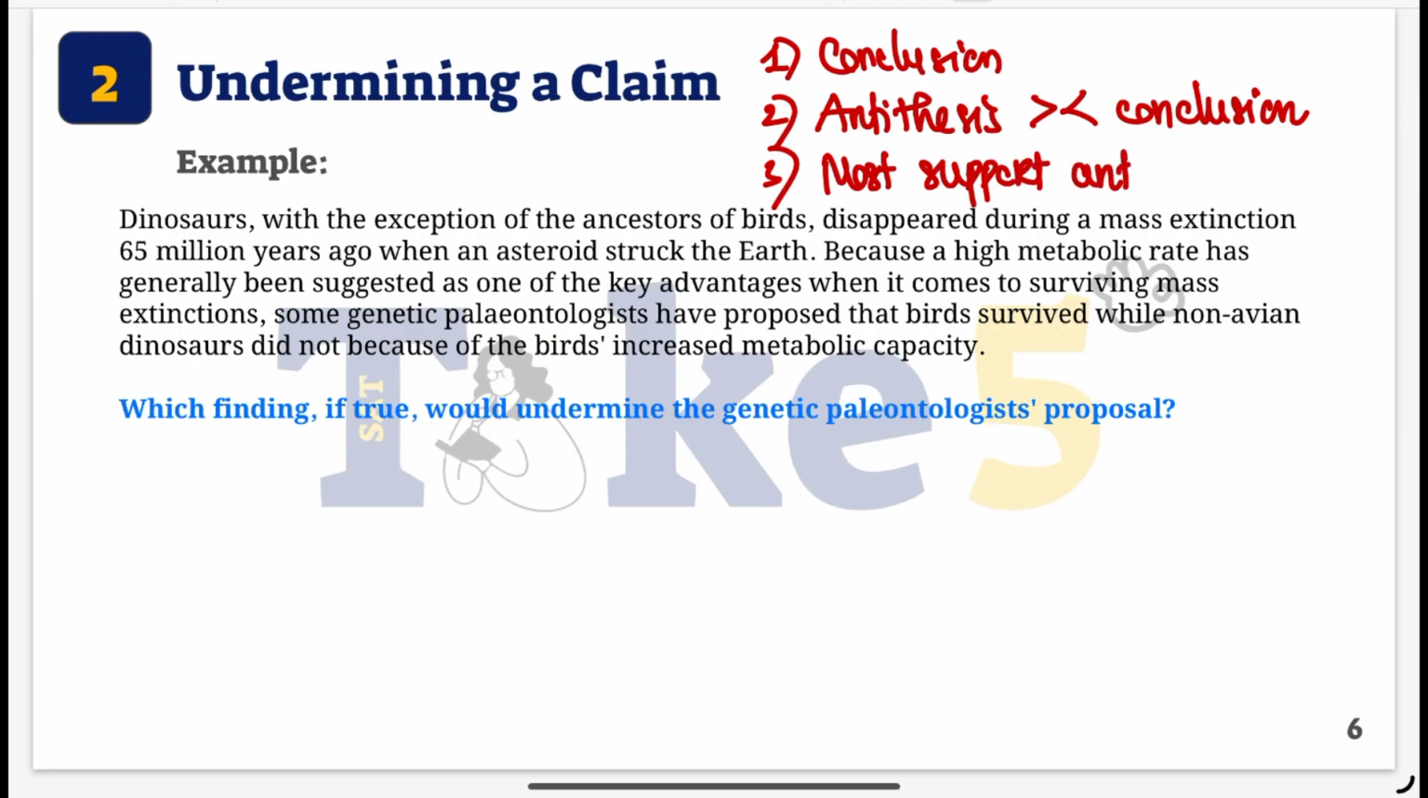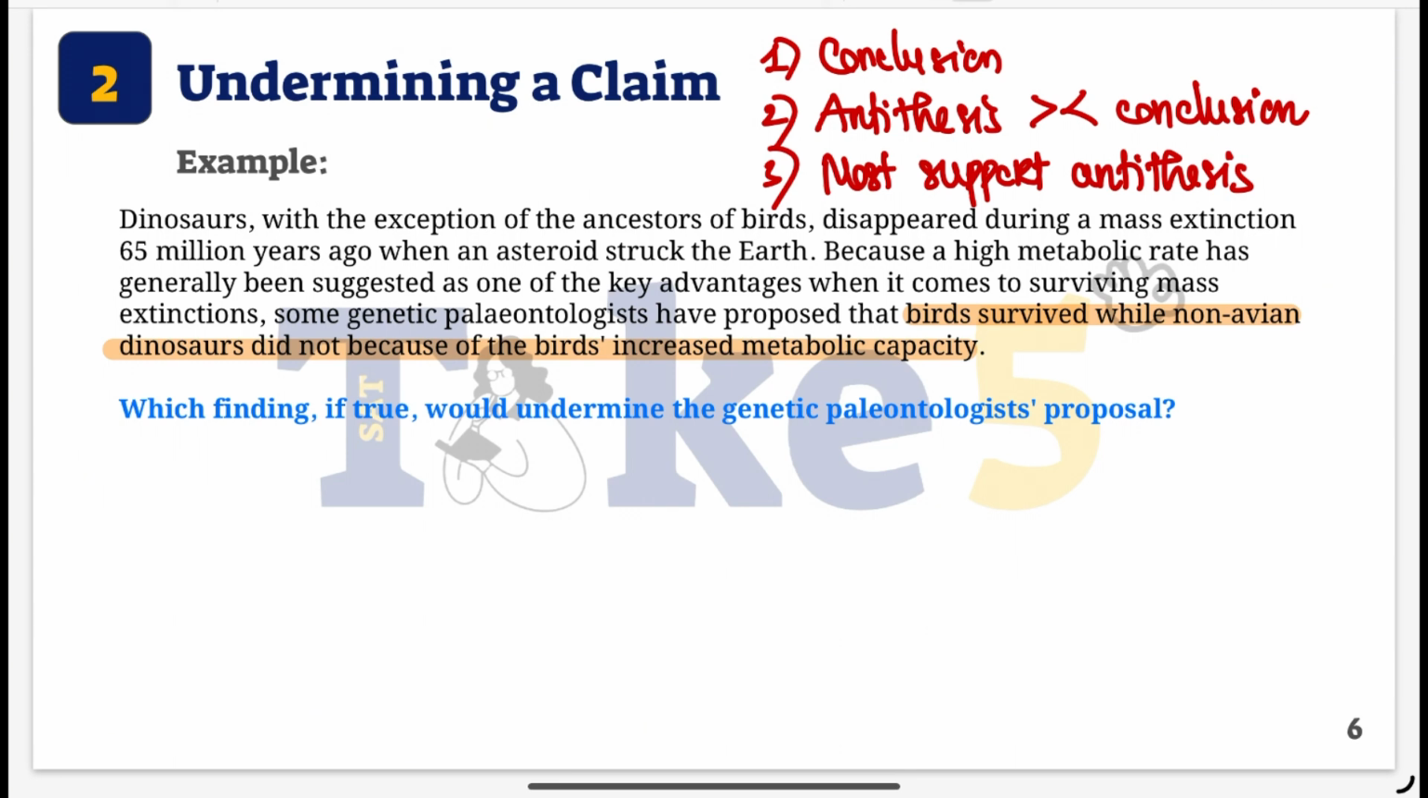Let's look at this example. The first step is to identify the proposal first. The information appears in the last sentence. Birds survived while non-avian, or non-flying, dinosaurs did not because of the birds' increased metabolic capacity.